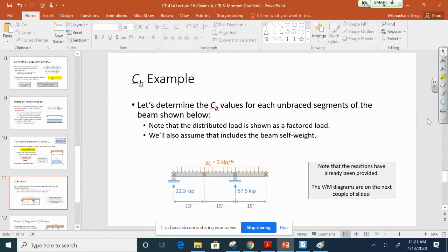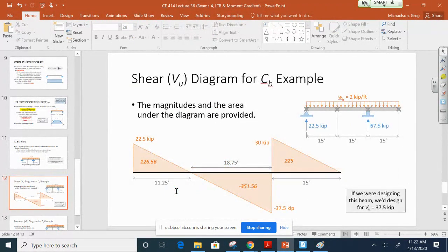Okay, now we have a distributed load here. It's 2 kips per foot. We're going to say that's factored. We'll say it includes the beam self-weight. I'm really not worried about that. This is really more of a structural analysis consideration. I just want you to be comfortable with the C_b computation. I went ahead and provided you the support reactions, and I've actually already drawn the shear diagrams and the moment diagrams. Let's go through that. So let's start off with the shear diagram.